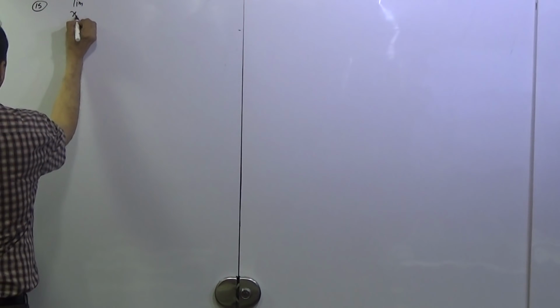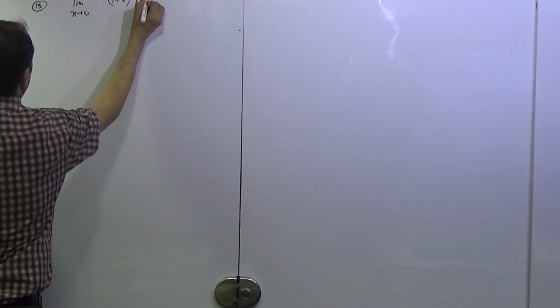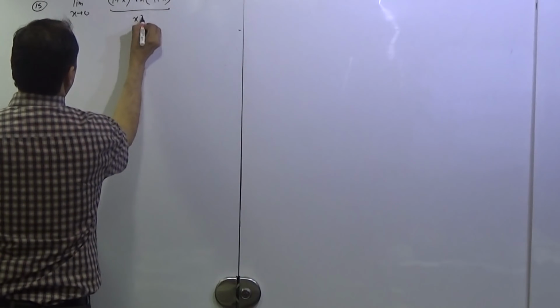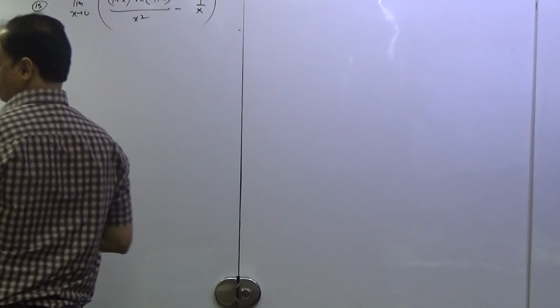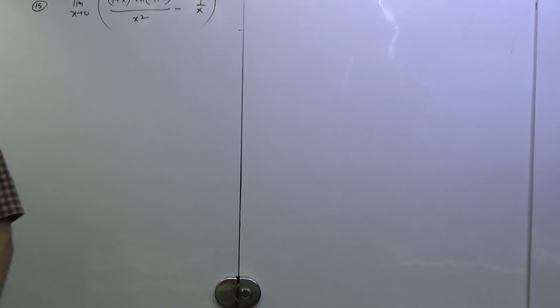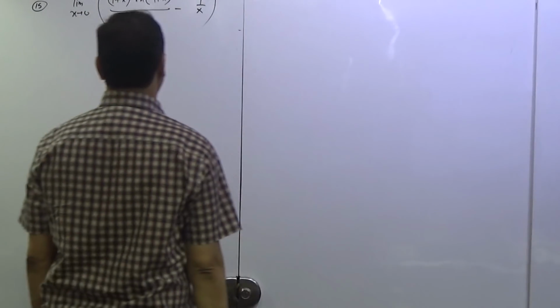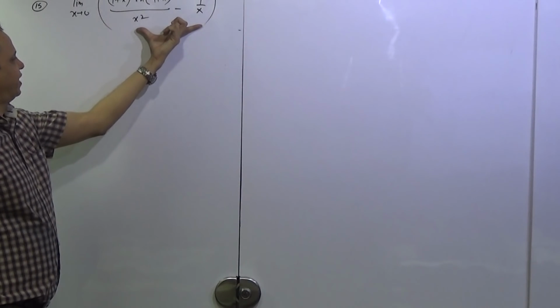Limit x tending to 0, 1 plus x ln 1 plus x divided by x square, minus 1 by x. What indeterminate form is it first of all? We have to look at infinity minus infinity. Infinity minus infinity. Very good.